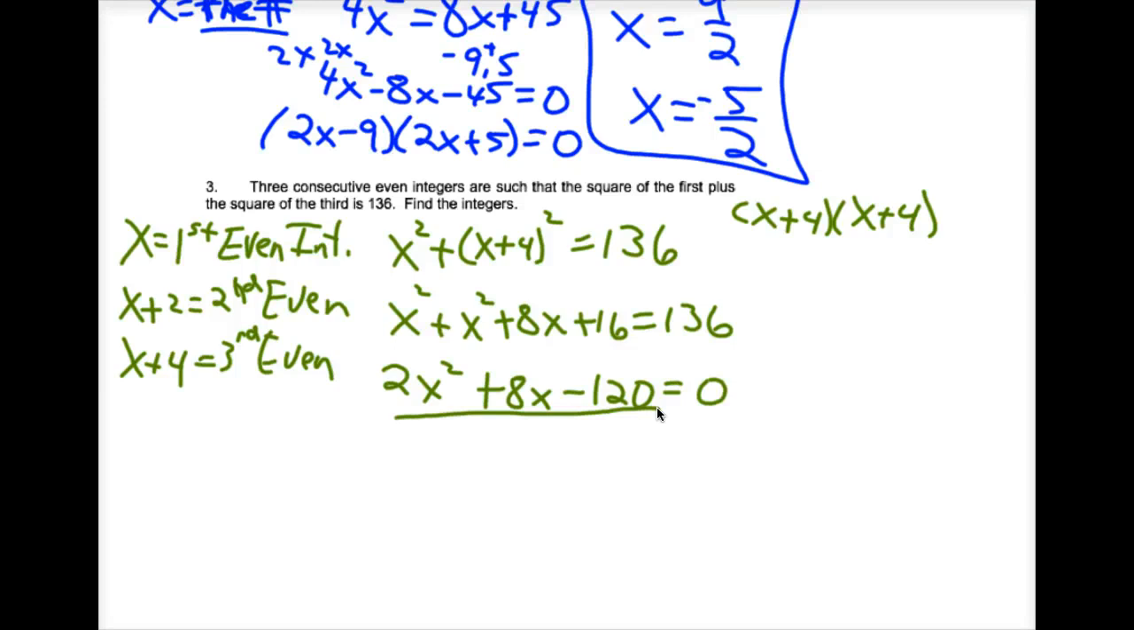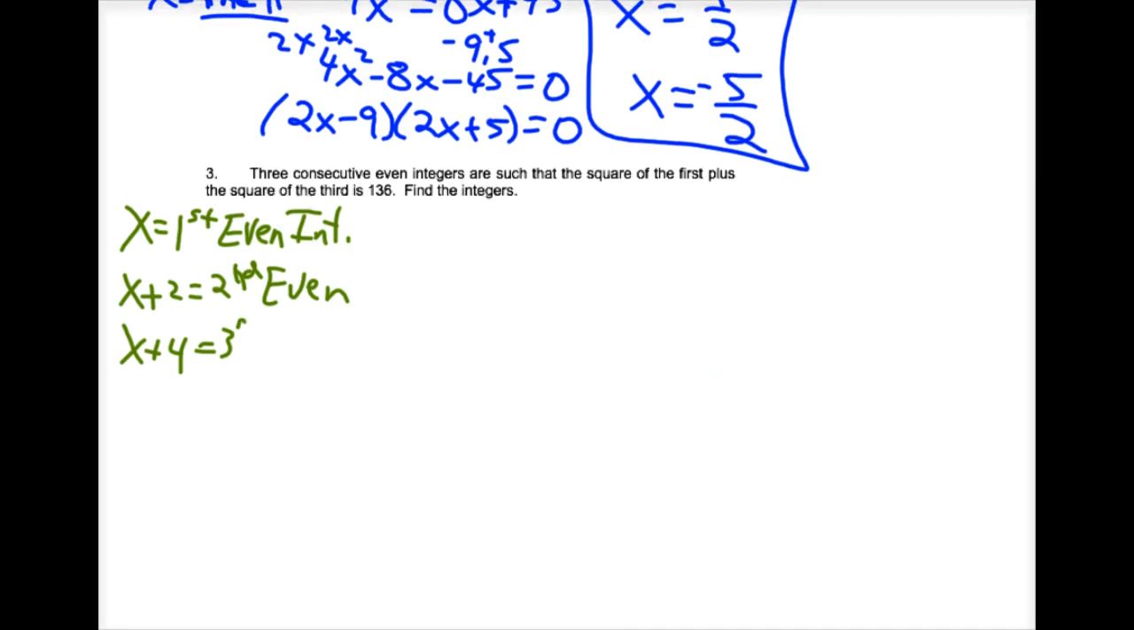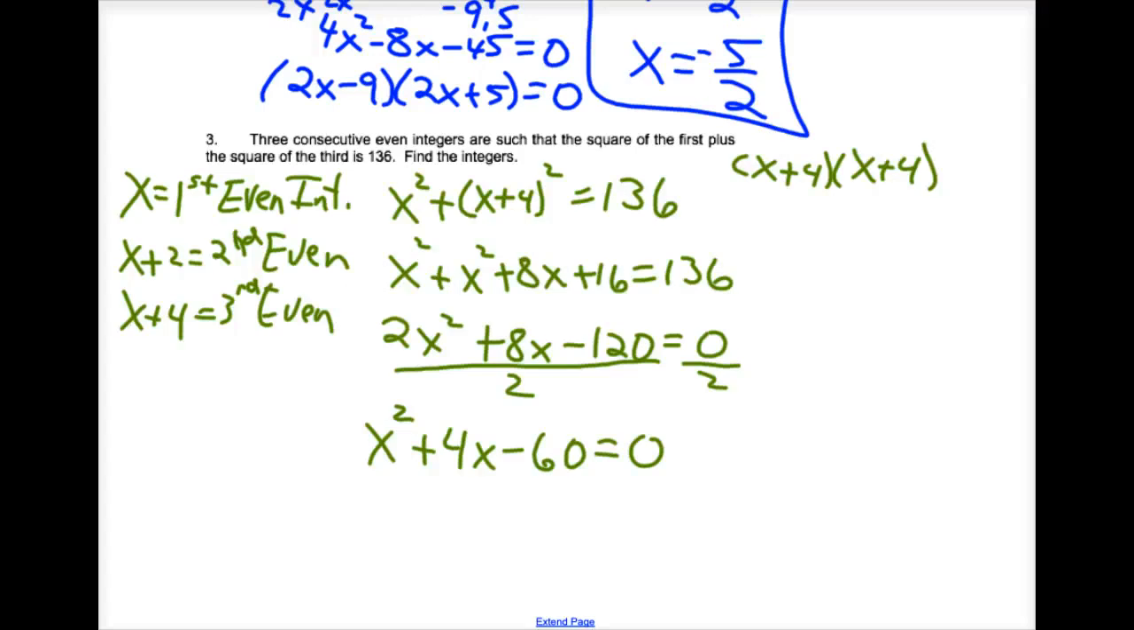Here's what I'm going to do. Because I know the GCF is 2, I'm going to divide both sides by 2, because that'll make my numbers a lot smaller. So x squared plus 4x minus 60 equals, what do you think 0 divided by 2 is? Zero. Still 0. You can't do that with variables because you don't know what x is, and if it happens to be 0, you can't divide by 0, so it doesn't work out. Anyways, it makes factoring a little bit easier.